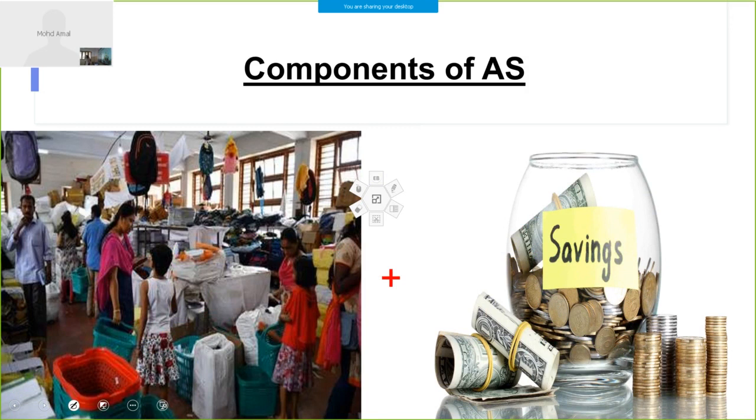Okay, next, what are the components of aggregate supply? Components are household consumption expenditure and saving. Two components are there for aggregate supply: household consumption expenditure and saving.